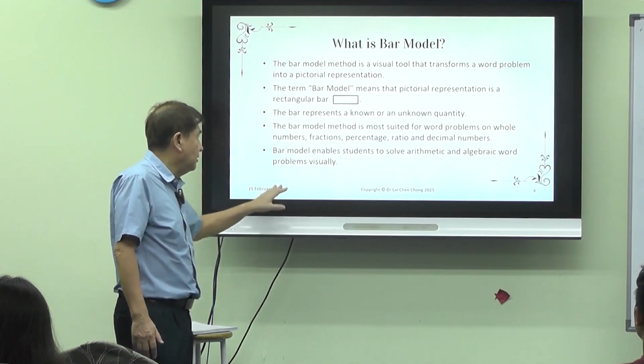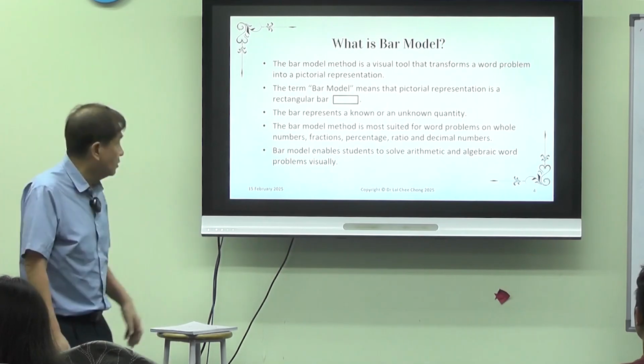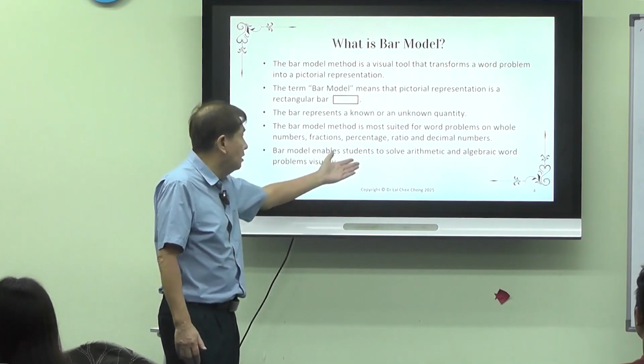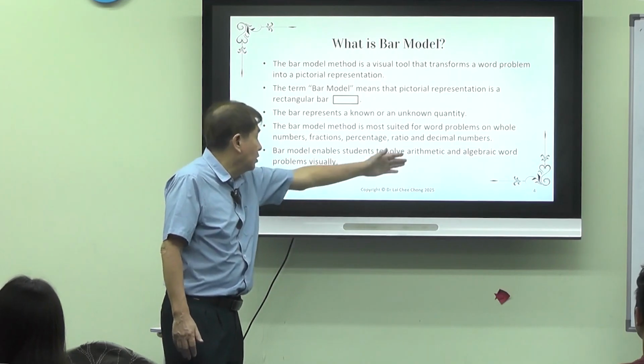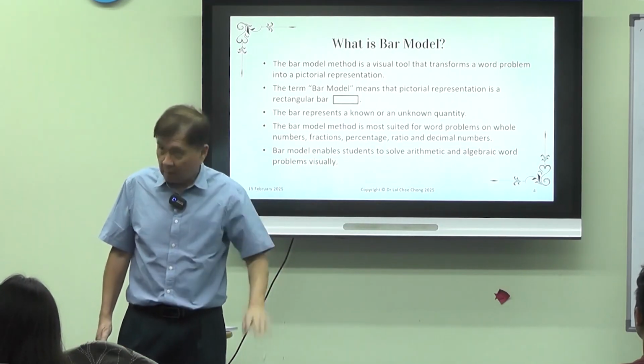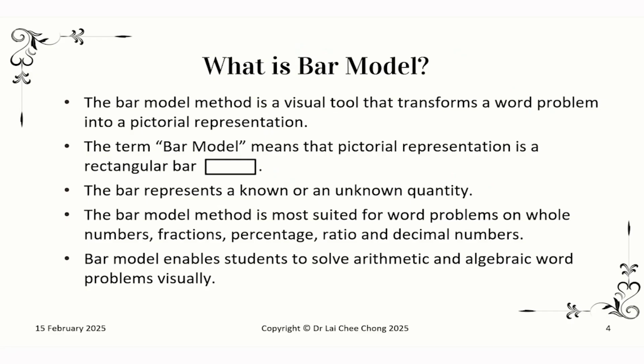Now, later on, when they go to the secondary, grade 7 onwards, they use algebra. Then, in that case, bar model enables students to solve arithmetic and algebraic word problems. We will move it from bar model to algebra later on then. But today, I won't be able to cover that. Usually, I will do that only for the grade 7 teachers, because once the grade 6 come up, they use a bar model. I must help the teacher to understand how you can help them to transform from bar model to algebra.